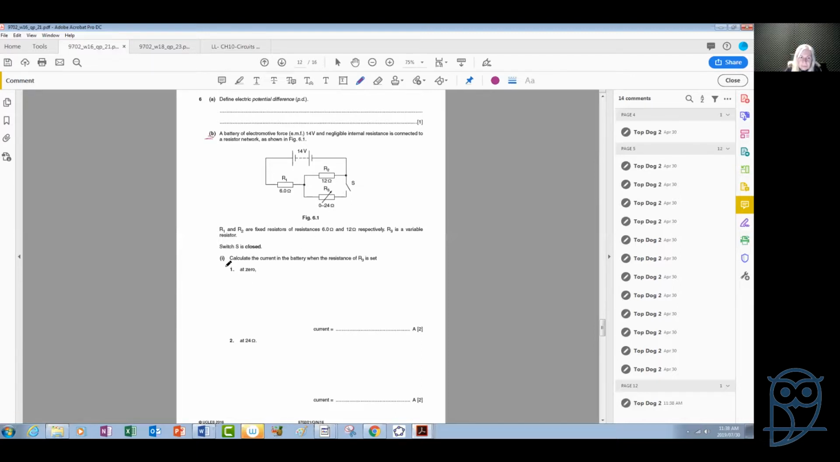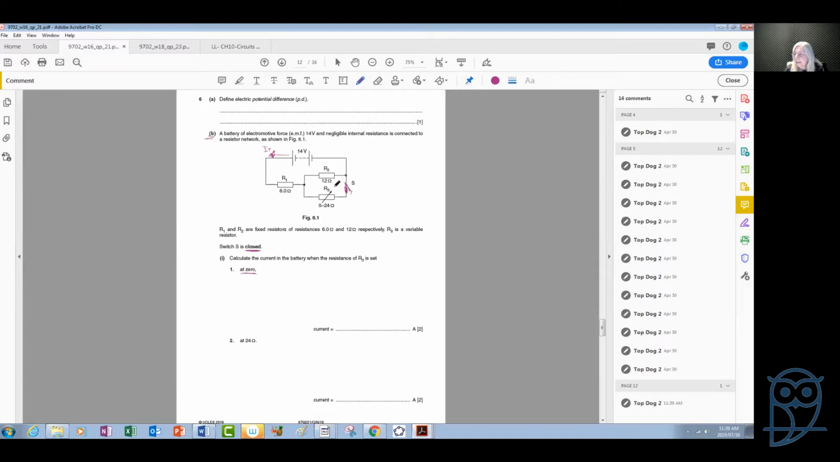So let's see what's going on. Calculate the current in the battery. In other words, they want the main current here. Let's call it I, or maybe I total. Calculate the current in the battery when the resistance of R3 is set at 0, and switch S is closed. Okay, so this is closed. And find the current when the resistance R3 is set at 0.